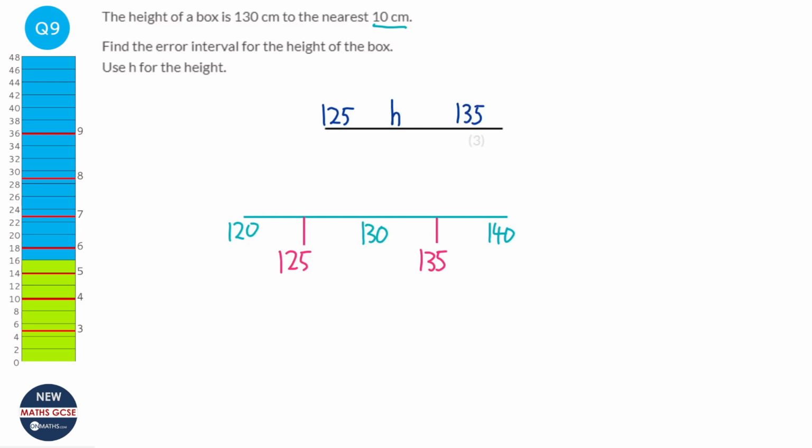And what we're going to do is show this as inequalities. Whenever you do an error interval, you show it with inequalities. So it can be 125, so we're going to put a line underneath the inequality there, but it can't be 135. It can be anything up until 135, because if it was 135, it would round to 140.